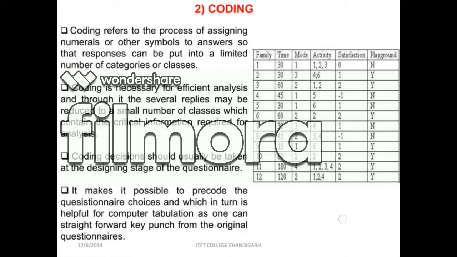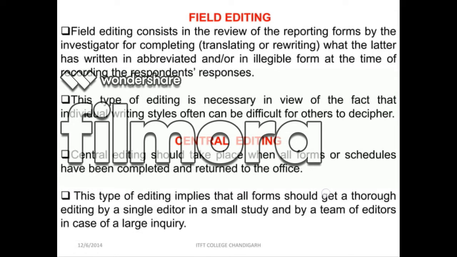Okay, I hope everything is clear about editing now. So now let's talk about coding. Coding refers to the process of assigning numerals or other symbols to answers so that responses can be put into a limited number of categories or classes. So why is it necessary? Why is it so important in our research paper to be included? So coding is necessary for efficient analysis, and through it, the several replies may be reduced to a small number of classes which contain the critical information required for analysis.